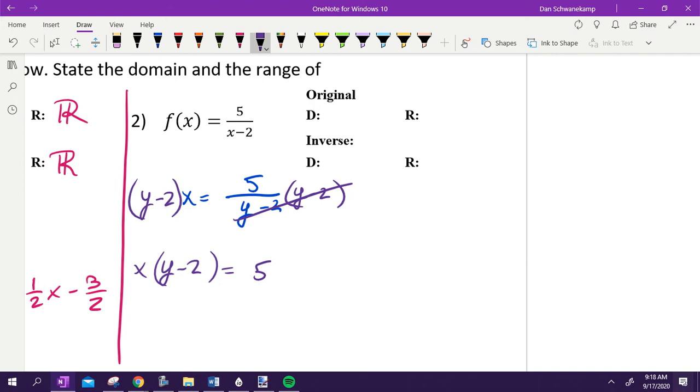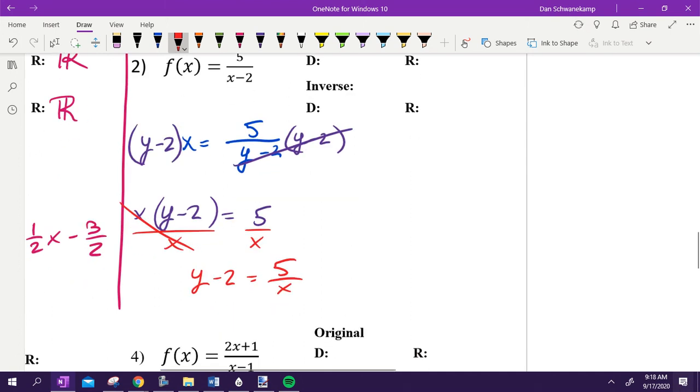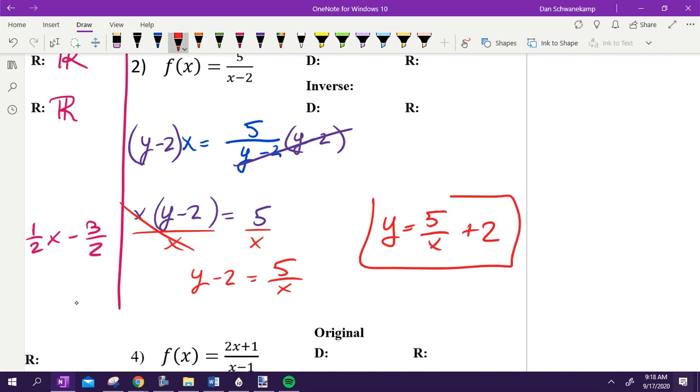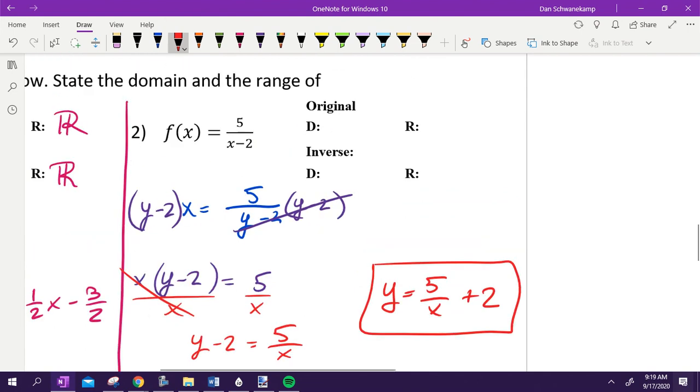I'm still trying to get y by itself. So what do I need to do next in order to get y by itself? Divide by x. That's going to go away. Y minus 2 equals 5 over x. So to finish that, I'm going to add 2. 5 over x plus 2. That is my inverse function. Let's talk a second about domain and range. Again, we flipped x and y, we solved for y. There's nothing that you guys can't handle with that.